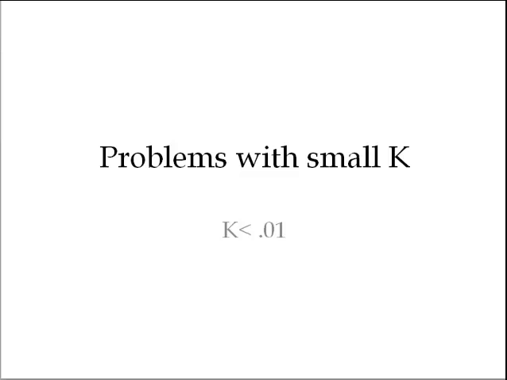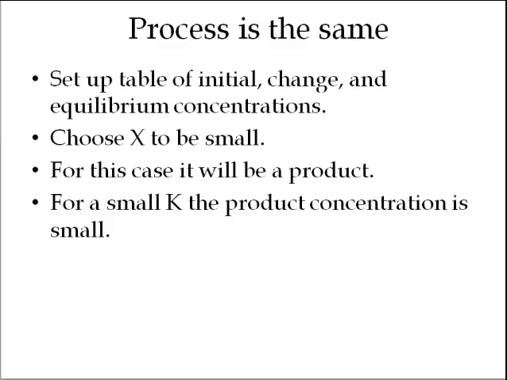And today, what we're going to do is look at a very special situation, and that's when we have an equilibrium with a very small K. So, what does that small K mean? Well, if you look right here, it says for a small K, the product concentration is small. Remember, when we're calculating K, it's the products over the reactants, right? How can this number be small? What has to be going on here?